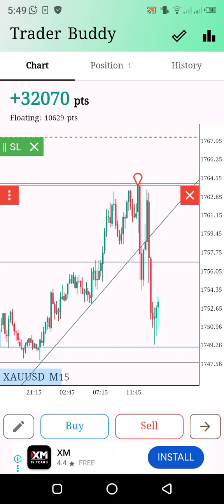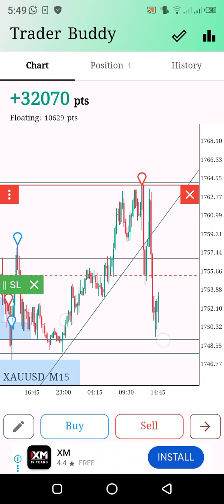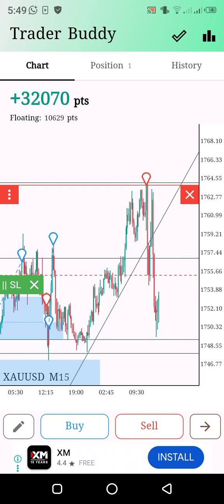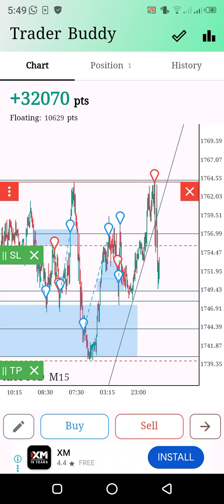Okay, so for this one, I shall put my stop loss just underneath here. If price decides to push up, I'll be safe. I'll already be in some profit. But if price decides to break and continue higher, then I'll call it a day.